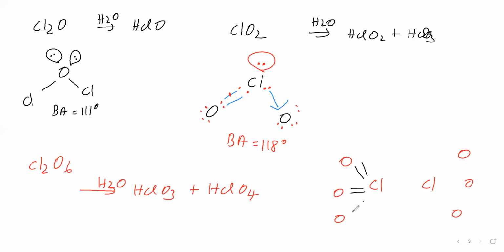Oxygen will make a double bond with the Cl. So you give a double bond, and between Cl you give a single bond. Chlorine comes under group 7A, therefore it can form 7 bonds. So 7 bonds are there here.